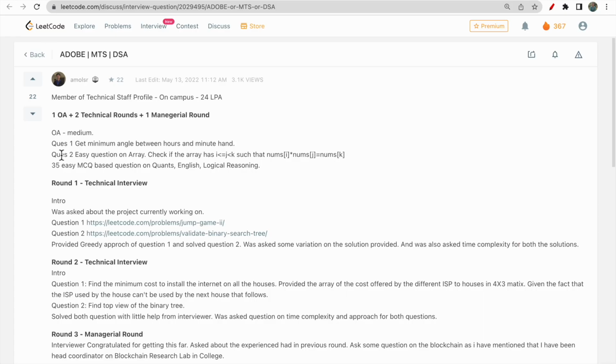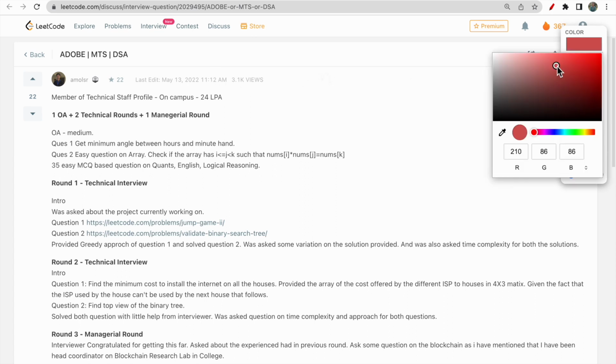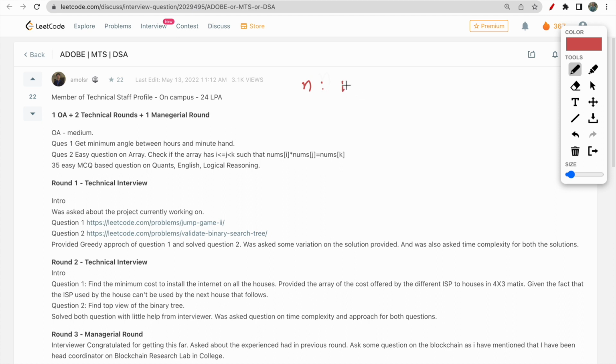Now the second question is of medium level, and it says to check if the array has this type of triplet. Let's say you are given an array of size n, and you need to find i, j and k such that i is less than or equal to j and that is less than k, and nums of i multiplied by nums of j equals nums of k. You need to find whether this is present in the array or not.